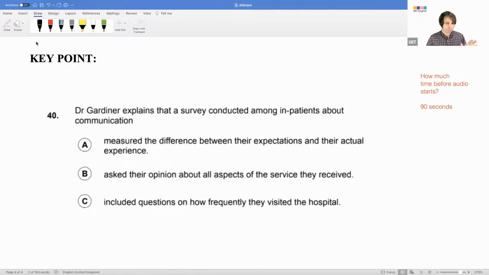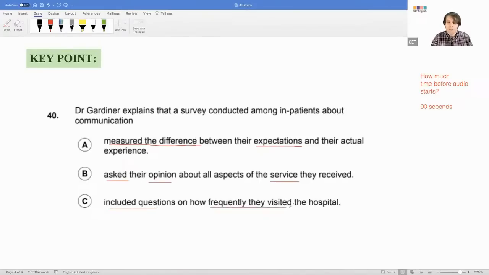In that time, you need to be doing two things. You need to underline keywords. Students will often underline words. This is what I said before. They might underline ask opinion about aspects of services. You might underline measured difference expectations. You might underline included questions on frequently visited.